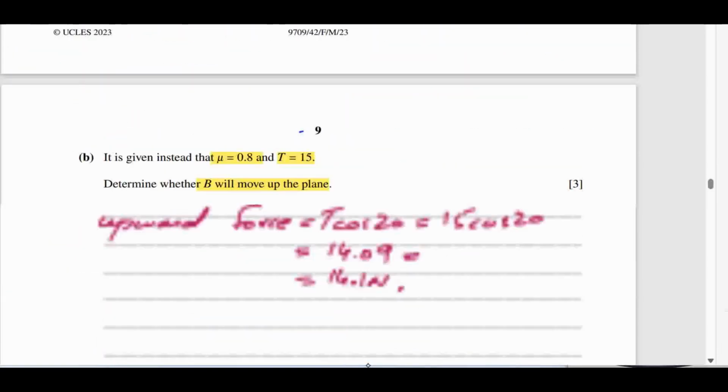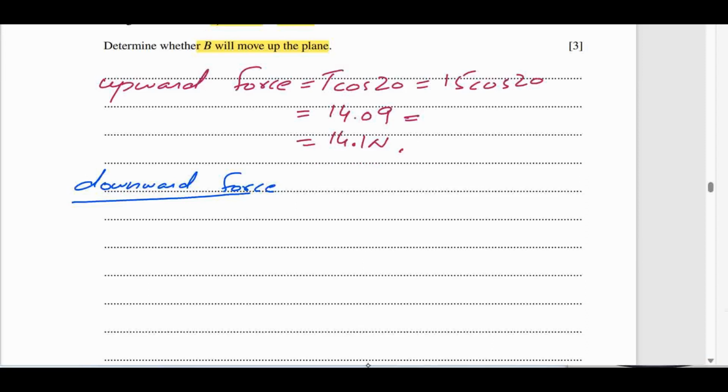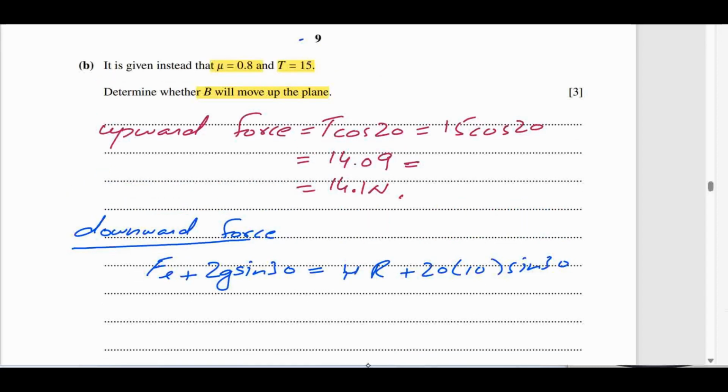So it means that the downward force will be equals to FR plus 2g sine 30. So iski values hame given hai: mu R plus 2 into 10 sine 30. So mu ki value is case mein kya hai, 0.8.